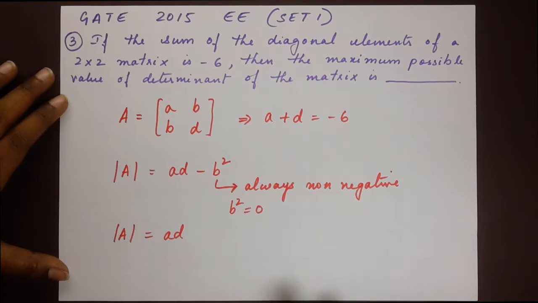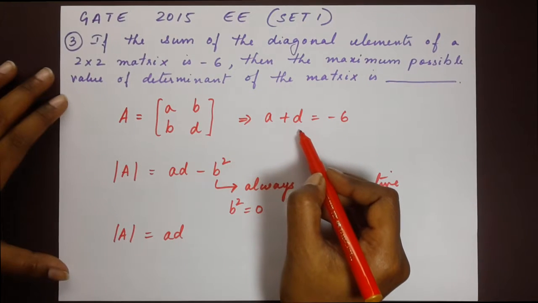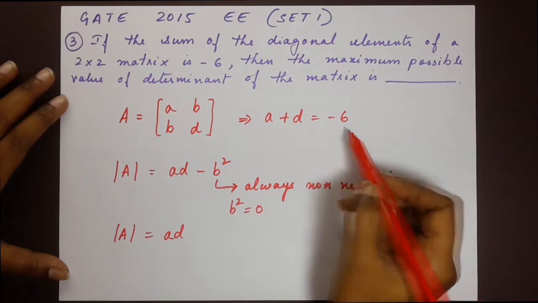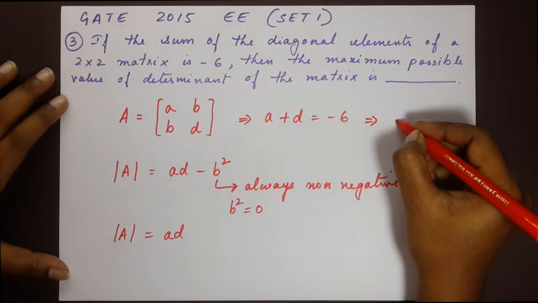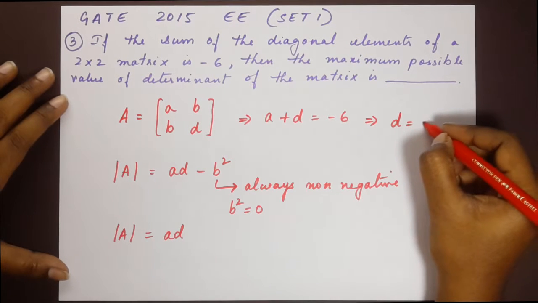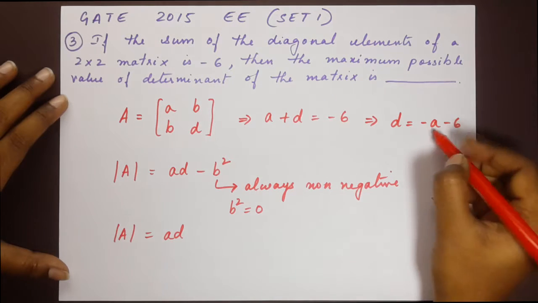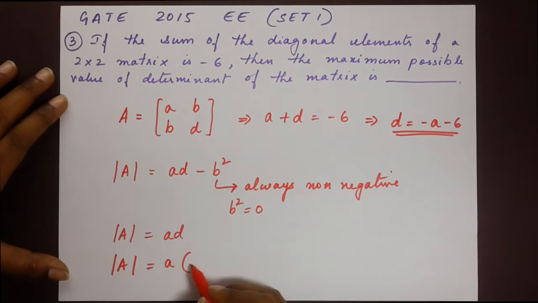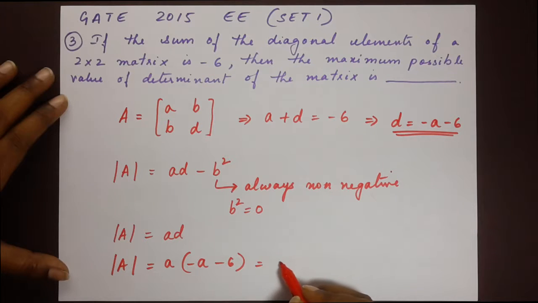Next, let's look at maximizing the determinant. Now we'll use this equation here: a + d = -6. If a + d is equal to -6, what would d be? d would be equal to -a - 6. Now let's use this here. det A is equal to a into (-a - 6), which is -a² - 6a. So the expression for det A is -a² - 6a.